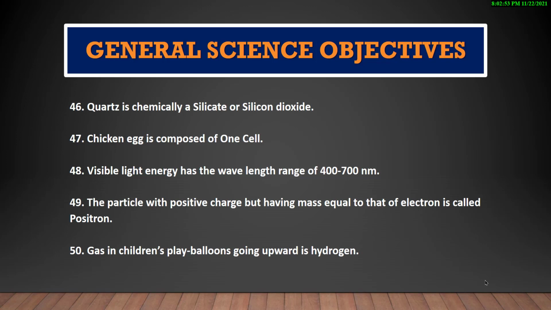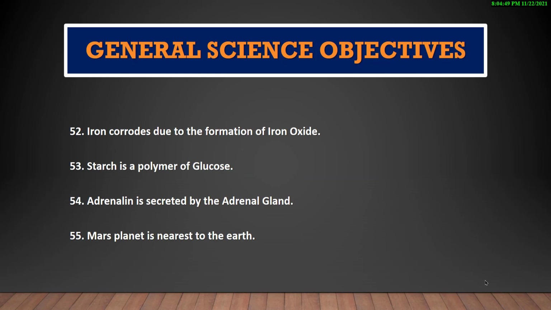Visible light energy has the wavelength range of 400 to 700 nm. The particle with positive charge but having mass equal to that of electron is called positron. Gas in children's play balloons going upward is hydrogen. Iron corrodes due to the formation of iron oxide. Starch is a polymer of glucose. Adrenaline is secreted by the adrenal gland. Mars planet is nearest to the Earth.